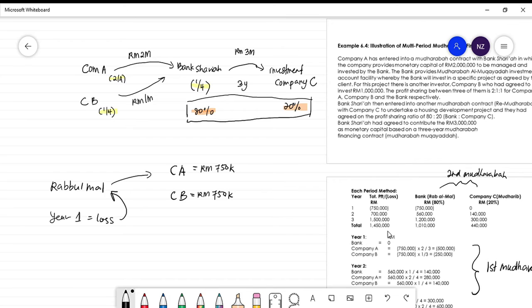Disebabkan for this situation, dia dah allocate siap-siap dia punya profit ratio asing lah, kiranya untuk company A and company B ada masing-masing punya ratio. Dia bukan macam kita punya previous example yang diorang kongsi satu ratio in one like rockbullman. Tapi ini dia ada masing-masing punya ratio. So the loss here you have to times according to the ratio lah.